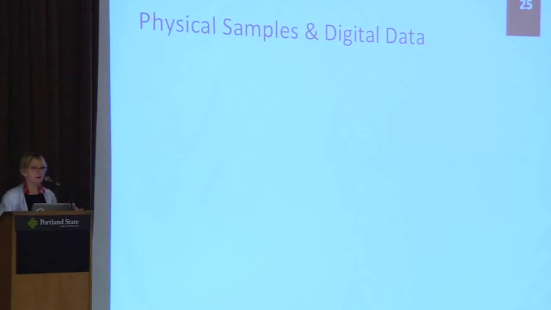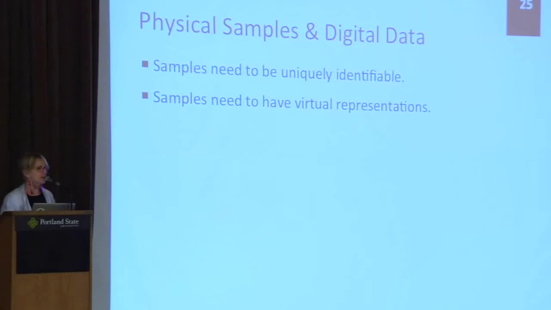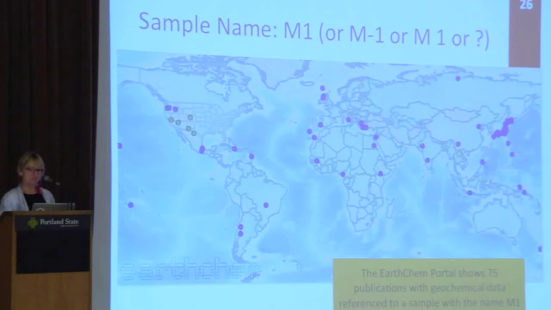So there are two main requirements when you want to work with samples on the internet, if you want to have digital access to the samples. They need to be uniquely identifiable, and they need to have some sort of metadata that are cataloged in an online system. And one of the big problems that we have run into is that samples, unfortunately, have fairly random names that are completely ambiguous.